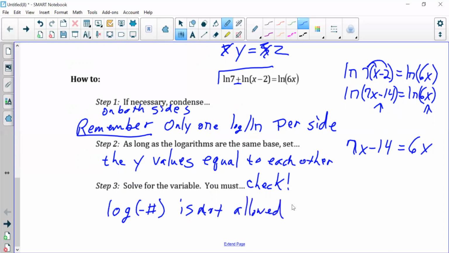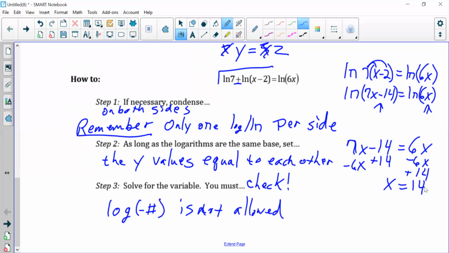All right, so let's check. Let's solve and check this. So I want my x's by myself and the numbers by itself. So if I move this 6x over here, move the 14 over there, I get x equals 14.